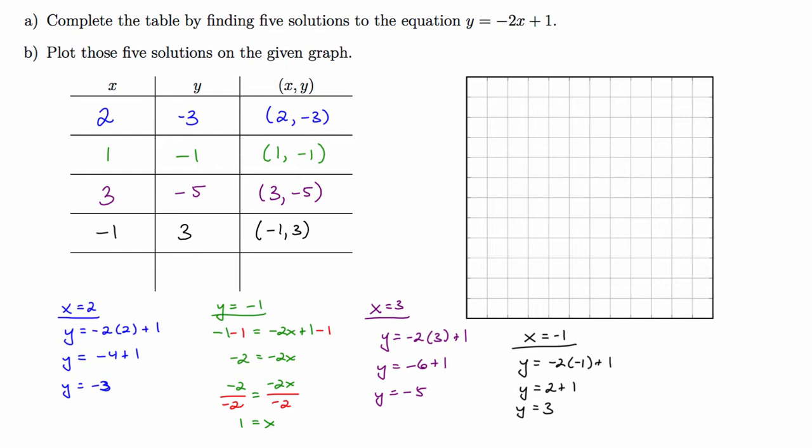For a final x value, I will pick negative 2 for the x. So if x equals negative 2, then the y value is going to equal negative 2 times negative 2 plus 1. So negative 2 times negative 2 is 4. 4 plus 1 equals 5. So the x value of negative 2 has a y value of 5, and the solution is negative 2, 5. At this point, we have the 5 solutions that we needed for the table for part A, so part A is now complete. For part B, we now need to plot those 5 solutions on the graph.